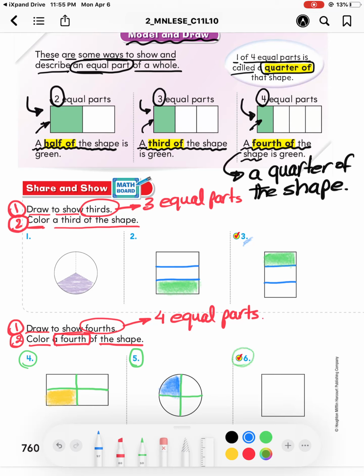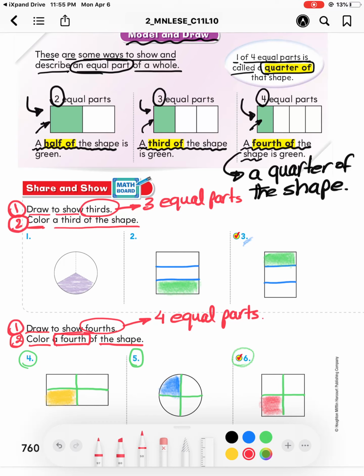Now let's move to question number 6. Here we need to divide the square into 4 equal parts, into fourths. Then we have to color a fourth of the shape. So let's divide it into 4 equal parts, and then we should color only one part, only a fourth of the shape, like this.